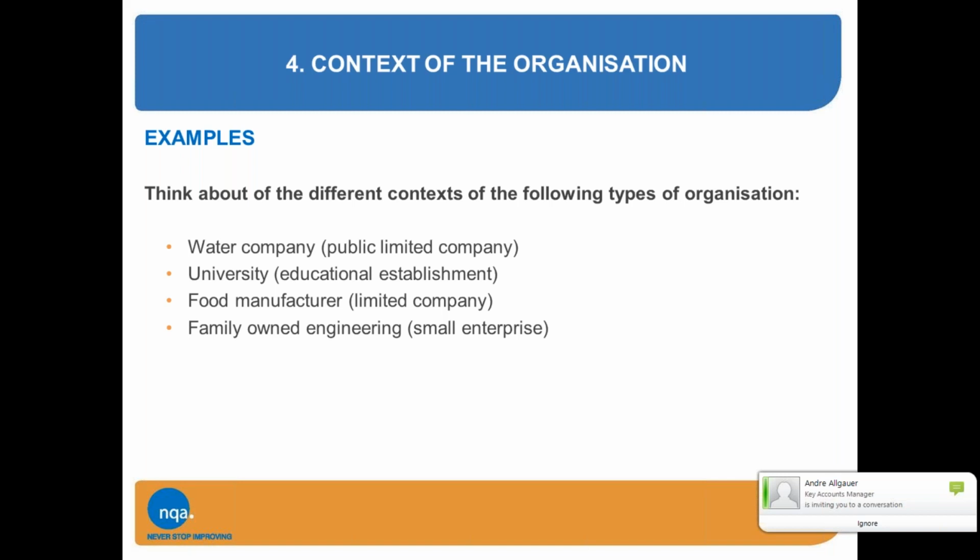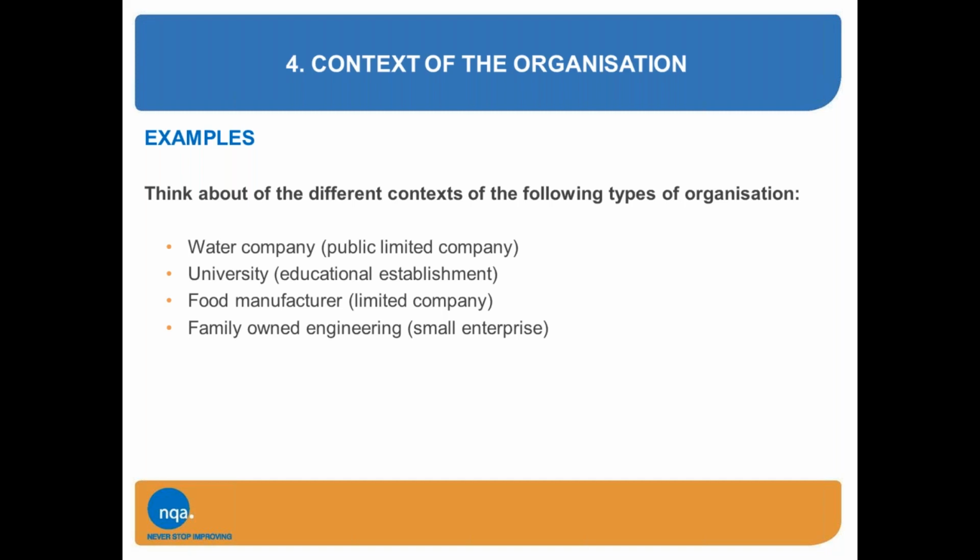A food manufacturer will be very different again, and a family-owned engineering business may well have a very different organisational context in relation to those types of things. I'm just using those as examples. Obviously, there are numerous types of organisation, and the context potentially will be unique to that organisation. It may be doing something very similar to other organisations. However, I guarantee that organisation will have a unique set of circumstances that influence its ability and requirements.